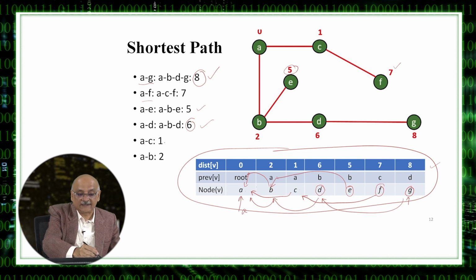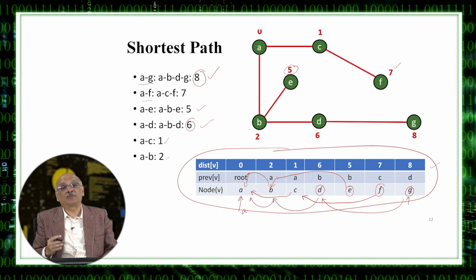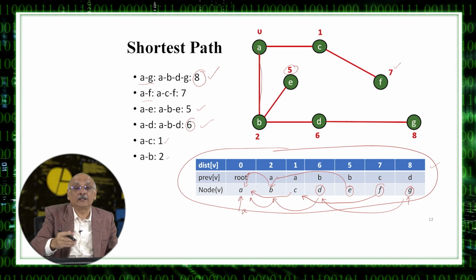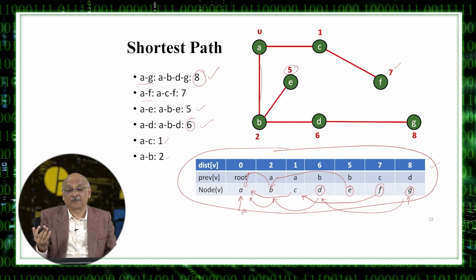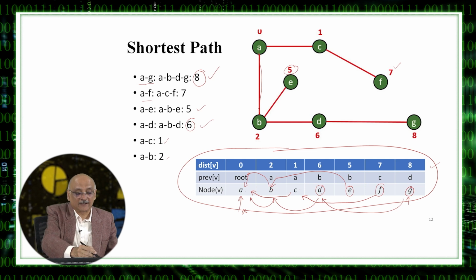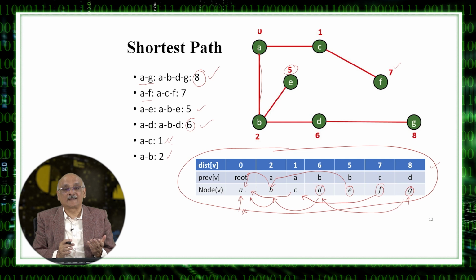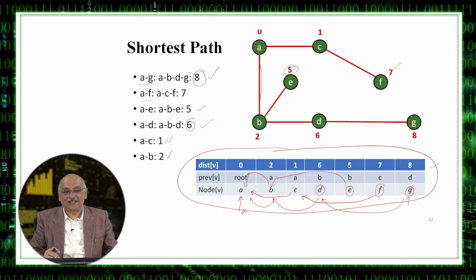As far as A to C is concerned, it is a direct neighbor in this particular case, 1, and A to B, 2. Many times, even if you have an adjacent node, it need not be the smallest path, so you need to be careful. In this particular case, it turns out that both the adjacent nodes are at the smallest distance. Lucky in this particular graph. In other graphs, it may be slightly different.